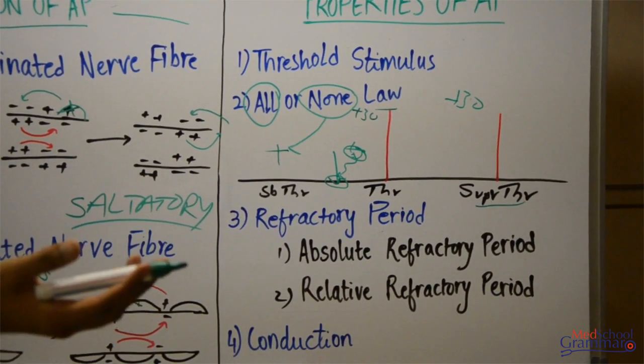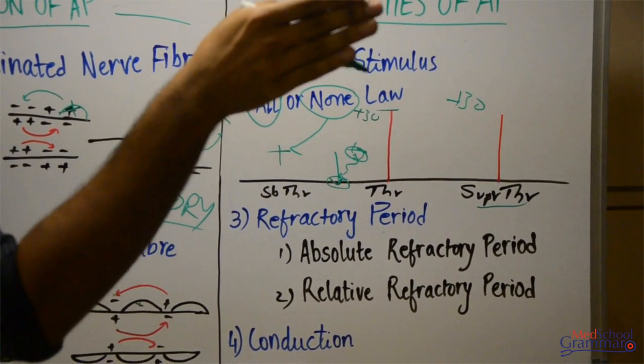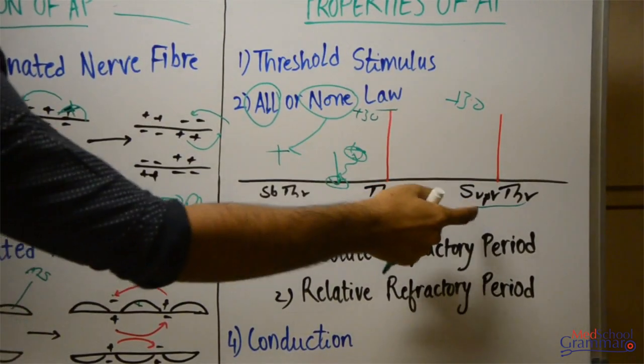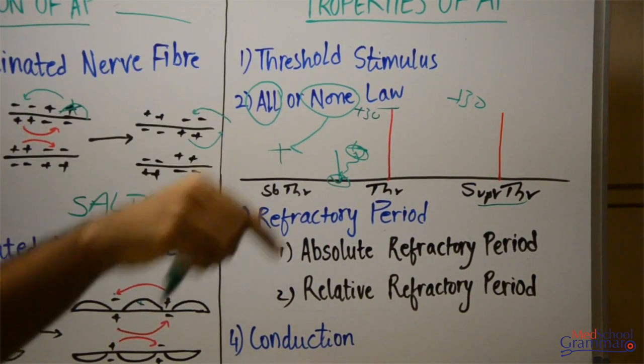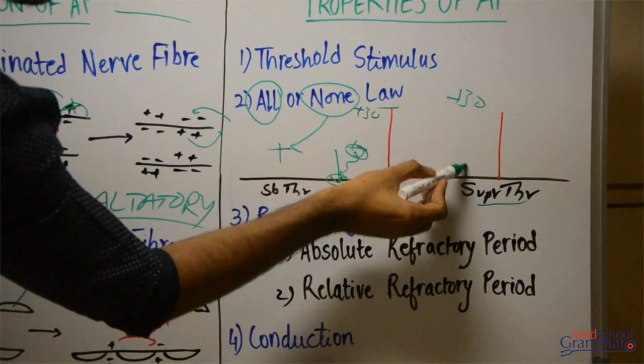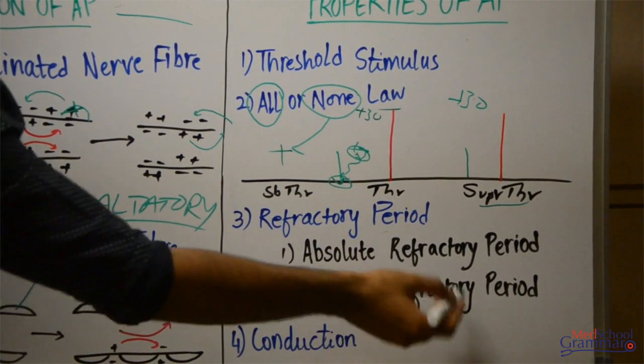Relative refractory period is the later part of the refractory period, in which if you give a supra-threshold stimulus, you will get a less than normal, or subnormal, response. The action potential will be very weak, like this. This is known as the relative refractory period.